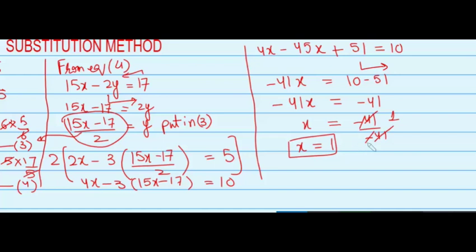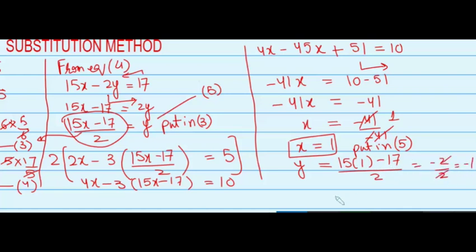Now we can put this value, say this is equation number 5, in 5, right? So put in 5. So it will be y is equal to 15 times 1 minus 17 over 2. So 15 minus 17 gives you minus 2 over 2. So we get y equal to negative 1. So the point of intersection will be 1 comma negative 1, which is the solution of the linear equations, right?